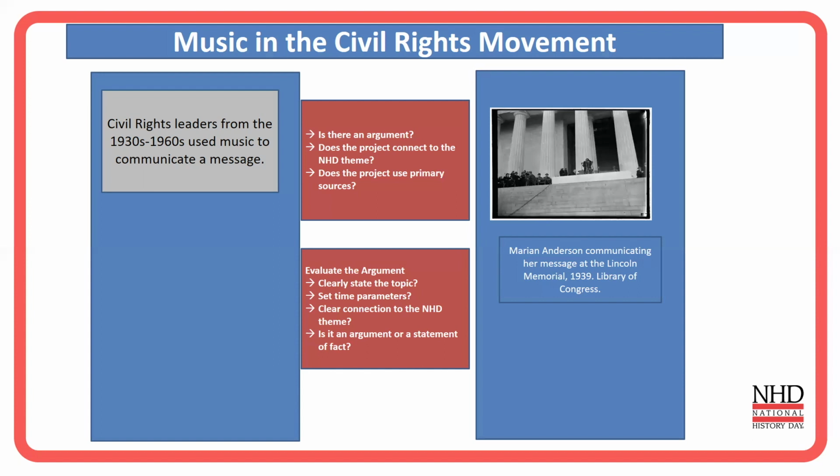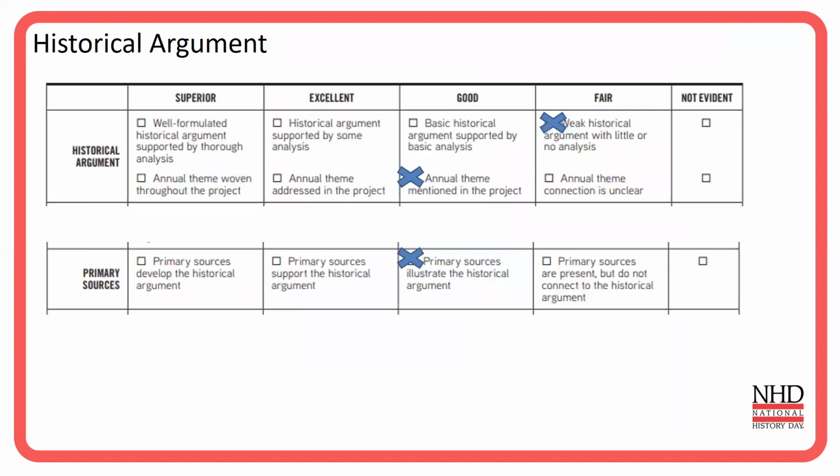And is it an argument or a statement of fact? Music was used to communicate a message. That's landed much more in that factual category than that argument category. But the students made an attempt. So now what we want to do is take a look back to our evaluation form. There's an argument there, it's pretty weak. There's not a whole lot of analysis. I'm not really sure where they're going to go with this.